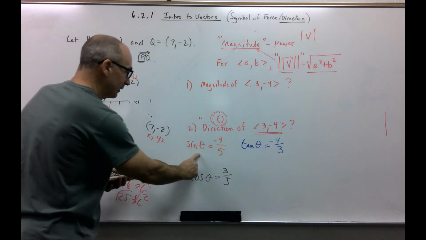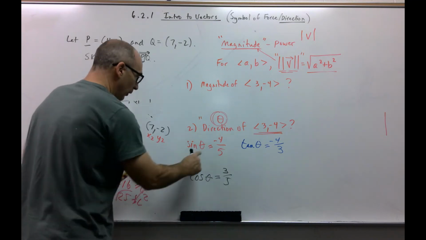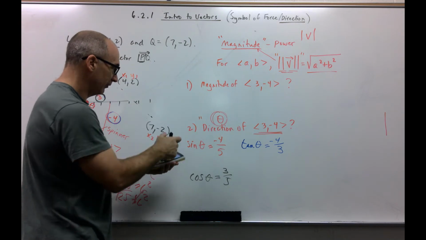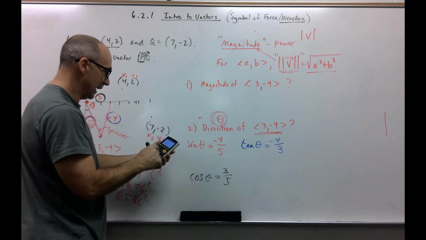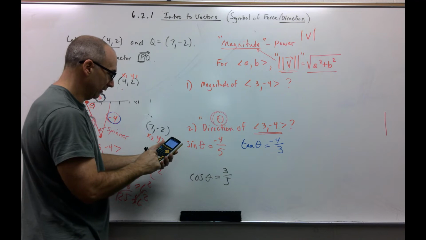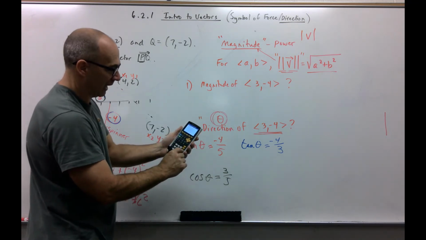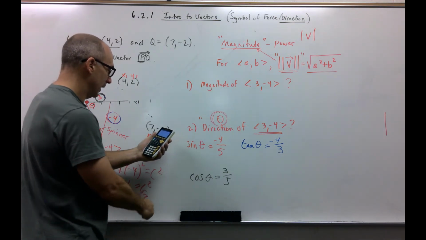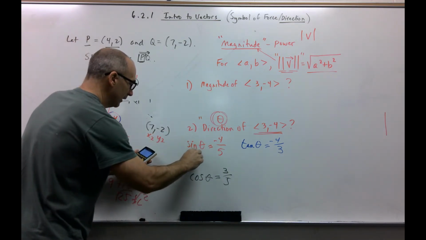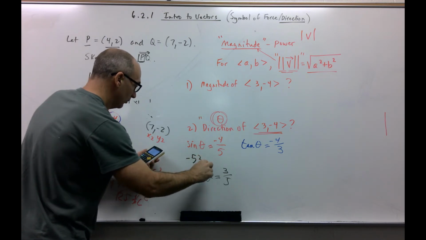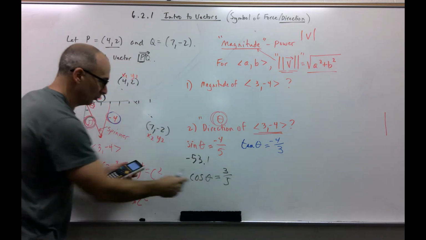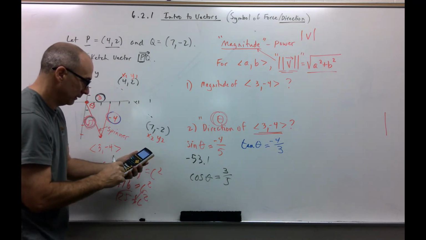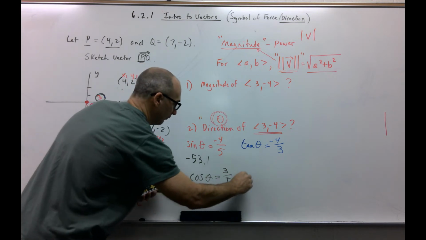If I looked at this and I wanted to figure out what theta is, I would have to do the inverse sine. So I'm going to go second sine -0.8. By the way, don't use your subtraction sign for your negative. You've got to use the negative sign on the key. And so enter, and I get -53.1. Let's do this one. Second cosine 0.6. Enter. This one, I get 53.1.